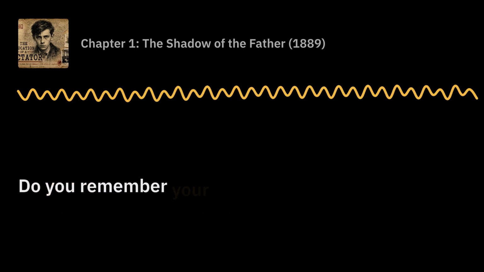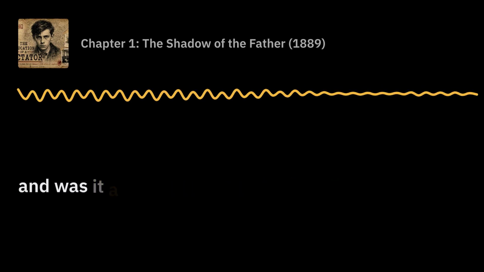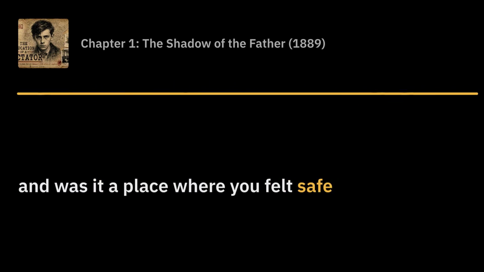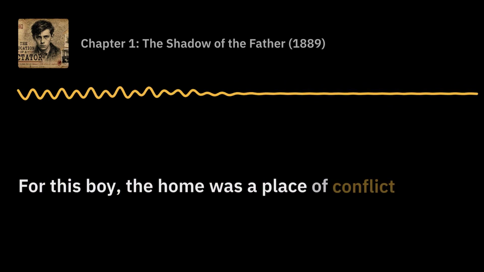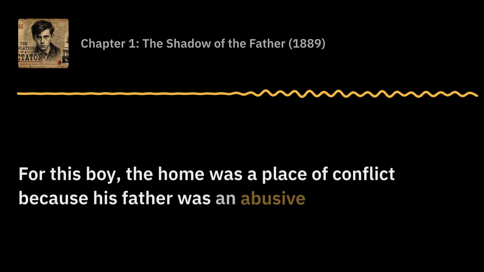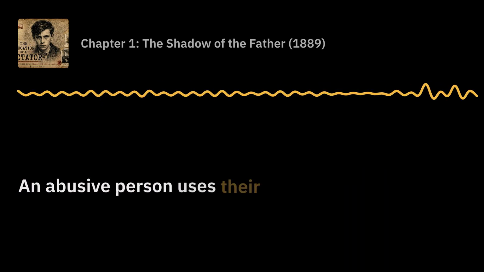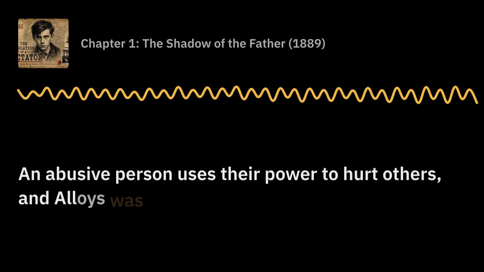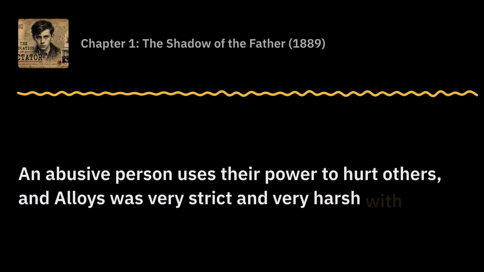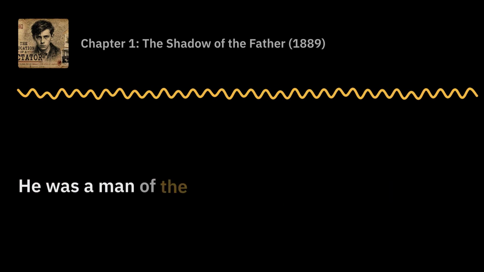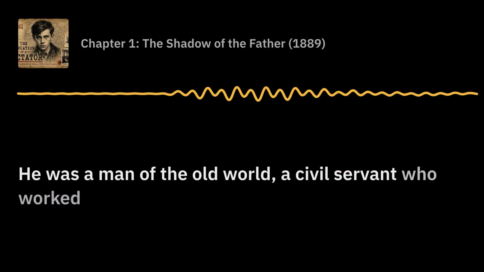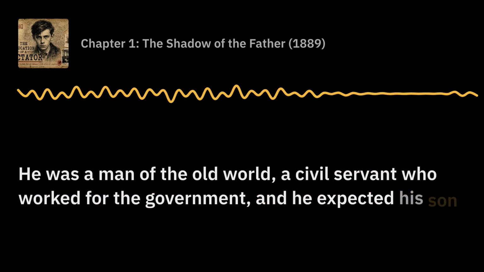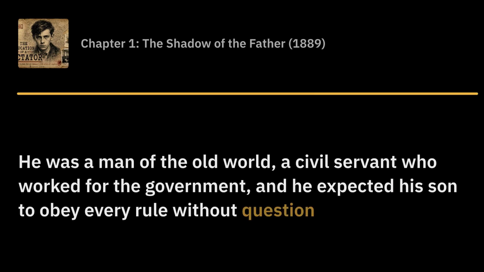Do you remember your own childhood home? And was it a place where you felt safe? For this boy, the home was a place of conflict because his father was an abusive figure. An abusive person uses their power to hurt others, and Alois was very strict and very harsh with his son. He was a man of the old world, a civil servant who worked for the government, and he expected his son to obey every rule without question.